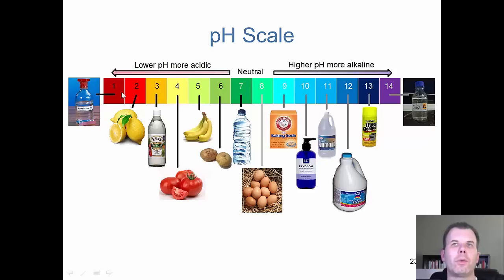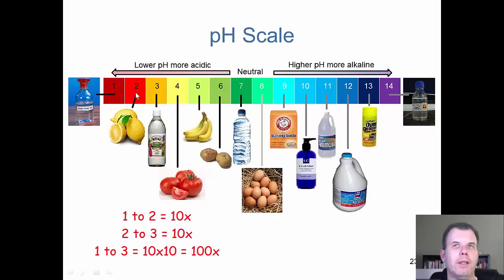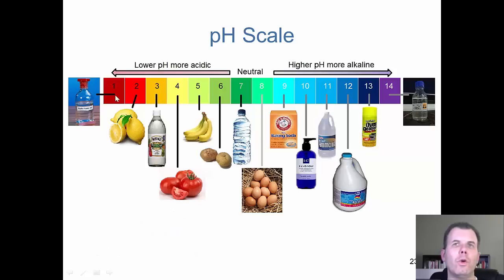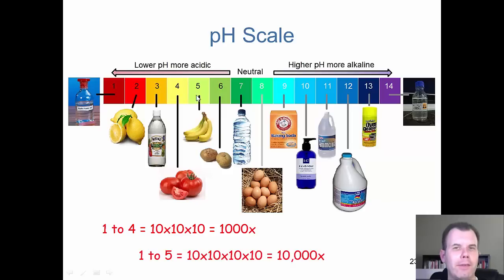Now, another thing to remember with the scale is the scale is out of base 10. So as you move from 1 to 2, you're actually going by a power of 10. It's not just 1 minus 2 or 1. It's actually a power of 10. So when I go from 1 to 2, that's 10. 2 to 3, that's 10. 3 to 4, that's 10. So what does that mean if I go from 1 to 3? Well, I go from 10 times 10. So if I go from 1 to 3, that's 100. Okay. Go to 1 to 4, that's 1,000. If I go from 1 to 5, that's 10,000.